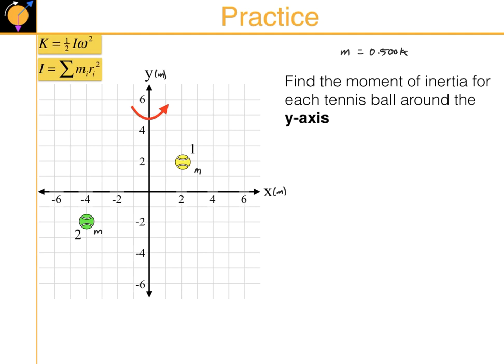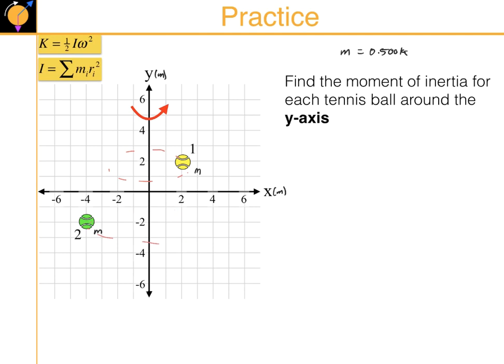So let's look at some simple examples. Here I have a couple tennis balls. They're heavy tennis balls. They each weigh 0.5 kilograms. And I'd like to find their moment of inertia for each tennis ball if they were rotating around this axis. So we're making the assumption that this tennis ball is rotating around this axis, and this tennis ball is also rotating around this axis. So let's find their moments of inertia separately.